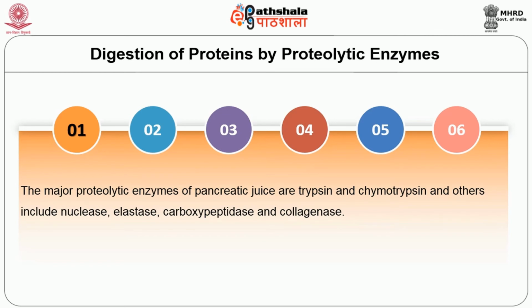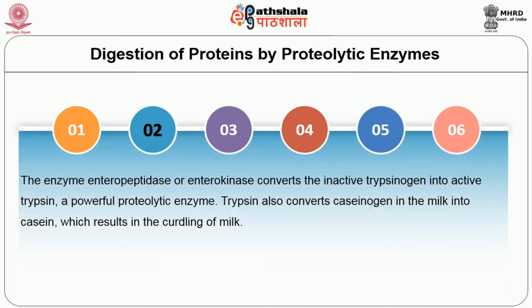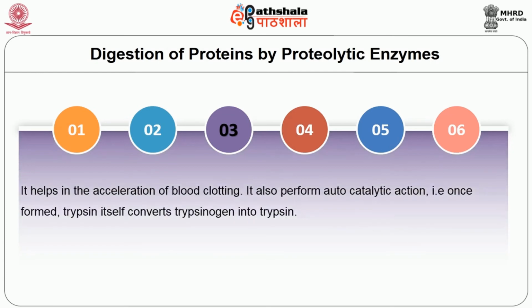The major proteolytic enzymes of pancreatic juice are trypsin and chymotrypsin, and others include nuclease, elastase, carboxypeptidase, and collagenase. The enzyme enteropeptidase or enterokinase converts the inactive trypsinogen into active trypsin, a powerful proteolytic enzyme. Trypsin also converts caseinogen in the milk into casein, which results in the curdling of milk. It helps in the acceleration of blood clotting and also performs autocatalytic functions, that is, once formed, trypsin can convert trypsinogen into trypsin.